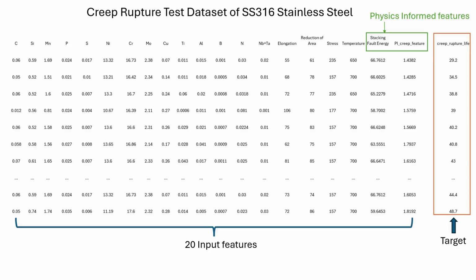Our dataset is based on creep test data for SS316 stainless steel, one of the most widely used high-temperature alloys. Each sample in the dataset contains 20 input features, including the elemental composition, mechanical properties like stress and temperature, and the two physics-informed features we just described. The target variable is the creep rupture life in hours. These features form the input to the random forest model we're about to train.